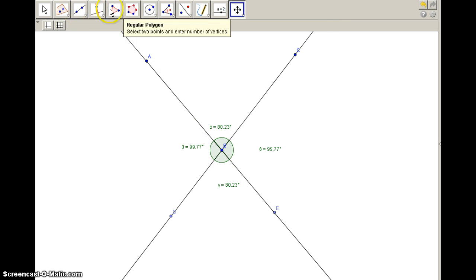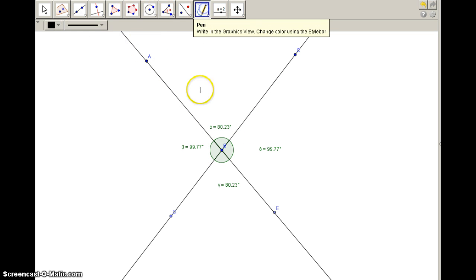And what I've done is I've basically used my angle measurement tool and measured these angles. So this is the measure of angle CBA. So this angle here, let me get my pencil out, I'm just going to refer to it as A, okay? So basically CBA measures 80.23 degrees.